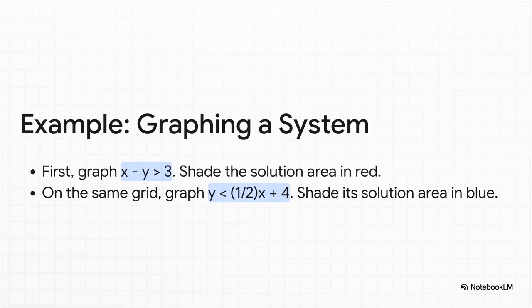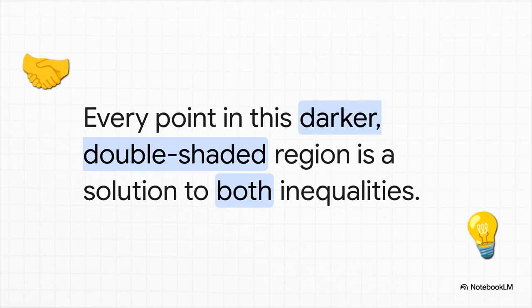Let's look at this one. First, you'd handle x minus y greater than 3. You draw its boundary line, dashed, of course, and then test a point to figure out which side to shade in red. Then, on the very same graph, you do the whole dance again for y less than 1/2 x plus 4 and shade its solution in blue. And boom, you get this. See that darker area where the 2 colors overlap? That is our golden ticket. Any, and I mean any, point you pick from inside that zone will solve both of our inequalities at the exact same time. Pretty powerful stuff.